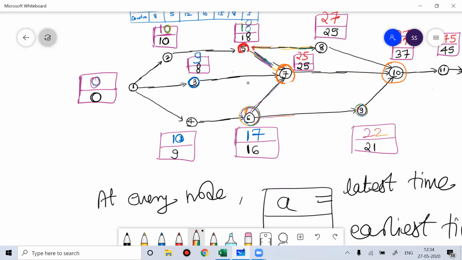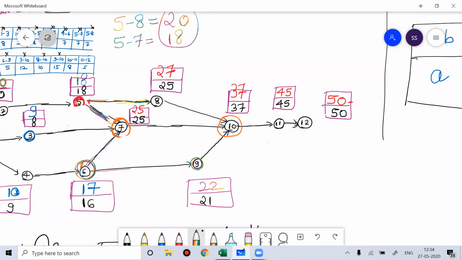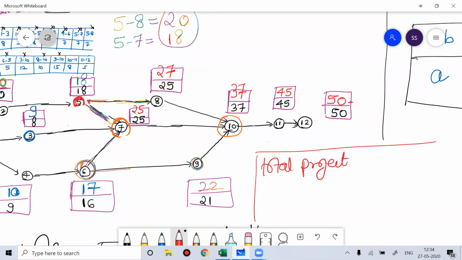The agenda of today's class is to find the total project duration. If I ask you what is your total project duration, if the unit of time is hour, the total project duration is 50 hours. You can see the work is getting over in 50 hours. That is your total project duration.